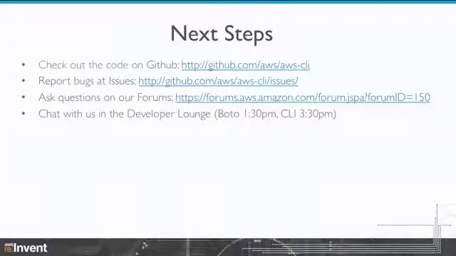So some next steps. I encourage everyone to check out the code. So we're on GitHub. All of this is open source. There's the AWS org, and Botocore is under github.com/boto. Feel free to file issues on GitHub, or if you have feature requests, you can also file them on GitHub. You can ask questions on our forums. And also, we will be at the Developer Lounge today at 1:30 and for Python questions, but feel free for CLI as well. And then the CLI is also at 3:30.